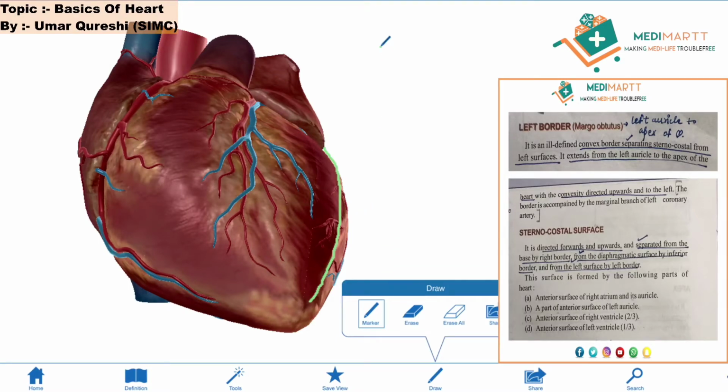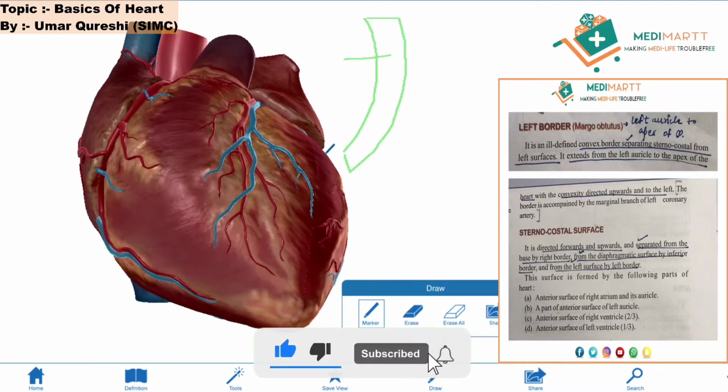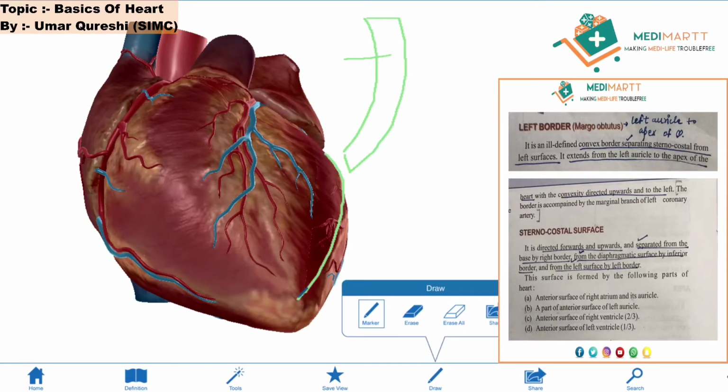Actually, what is a border? A border is something like a plain line, or a sharp line. That's called a border. But in the case of the left border, it is not like that. We can call it the left surface also, or we can call it the left border also, but specifically Ekadatta has called it the left border. So we also have to call it the left border. So basically it is an ill-defined convex border. It is convex, and it is ill-defined.